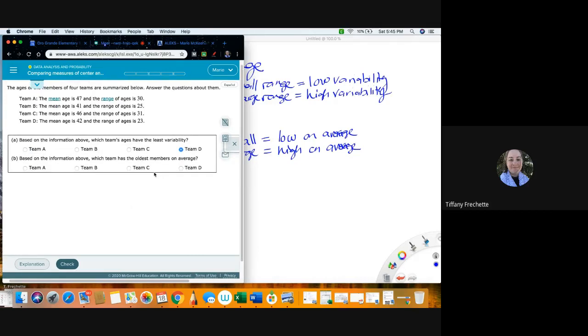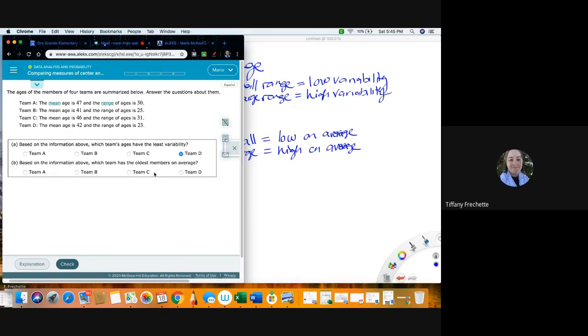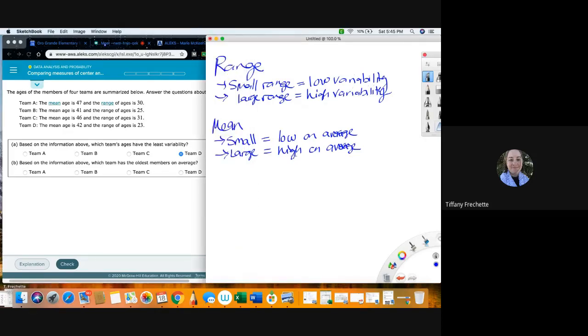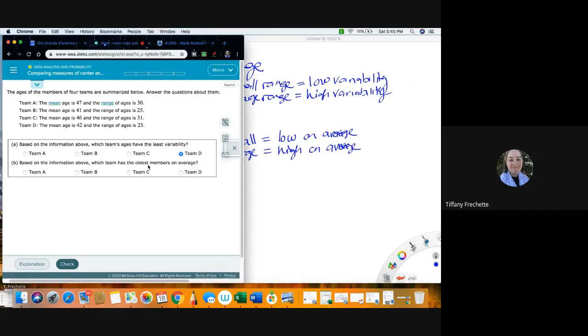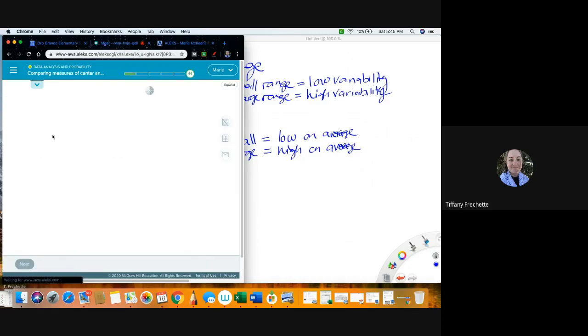And then based on the information above, which team has the oldest members on average? So high, low, old, young, we kind of have to match those up. So we want to say high on average. We're thinking of mean now, so we need to look at the means, and we want to look for a large mean so that we have a high on average, which would mean that they were the older ones. So we're going to go over to mean. Which one has the largest? Team A. Then we're going to click check. And we're good. All right, next one.